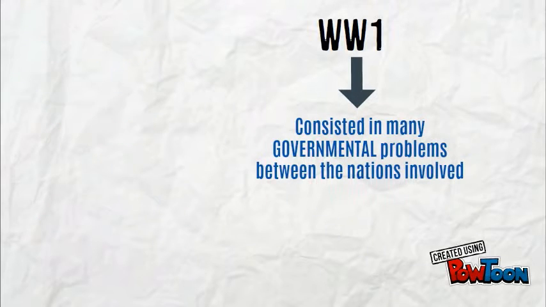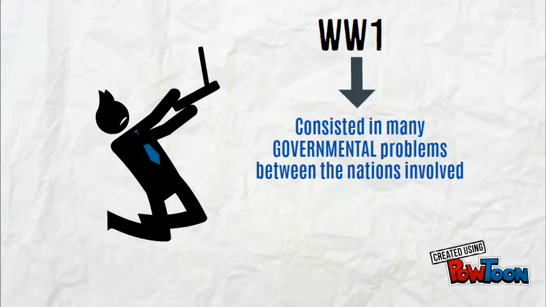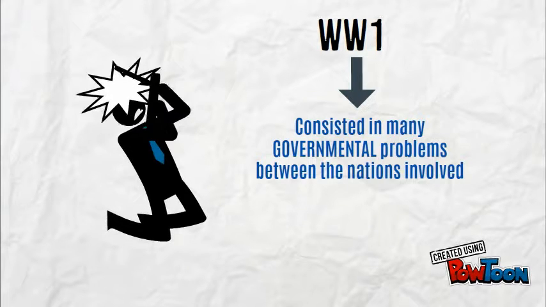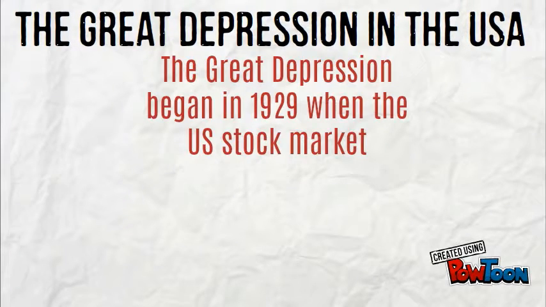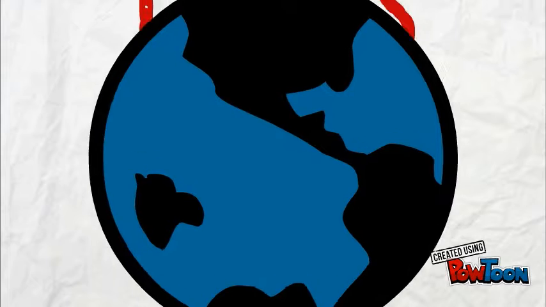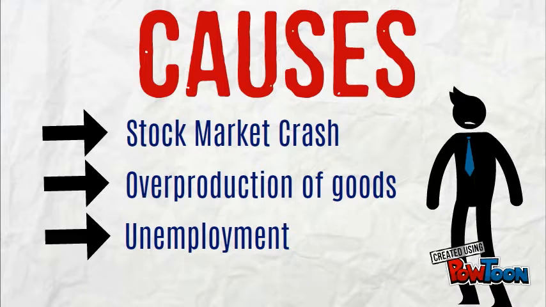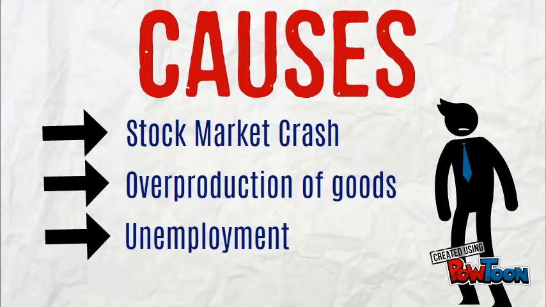So World War I basically consisted of governmental problems and revolutions between the countries involved in the war. The Great Depression began in late 1929 when the US stock market crashed, known as Black Tuesday, and it quickly spread worldwide. Some causes of the Great Depression were tariffs and war debt policies that cut down the foreign market for US goods, a crisis in the farm sector, availability of easy credit, unequal distribution of income, rising unemployment, and overproduction of everything.